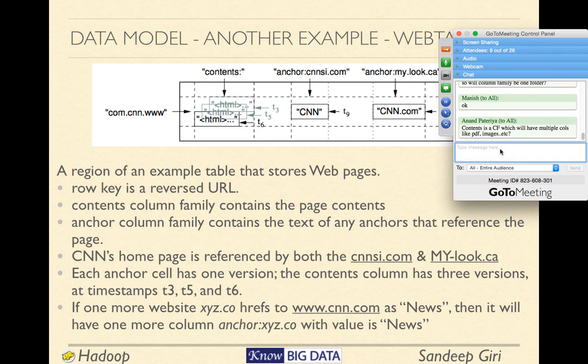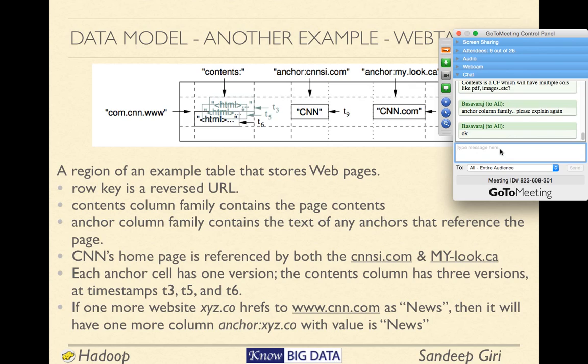Any other questions? Okay. For the anchor column family, say there are a million websites linking to www.cnn.com, then the anchor column family will have a million columns. If cnnsi.com is pointing to some other website also, then that row will have this column called cnnsi.com, anchor column cnnsi.com. Otherwise, it will not have. So you can see that the anchor column family will be heavily sparse.